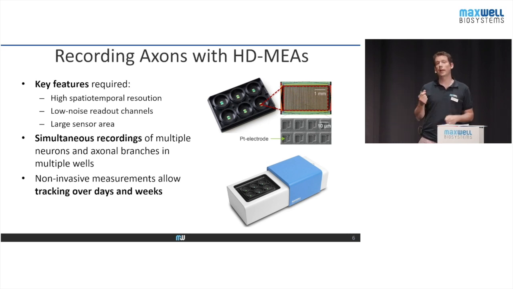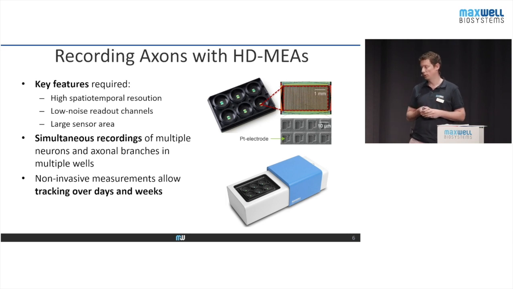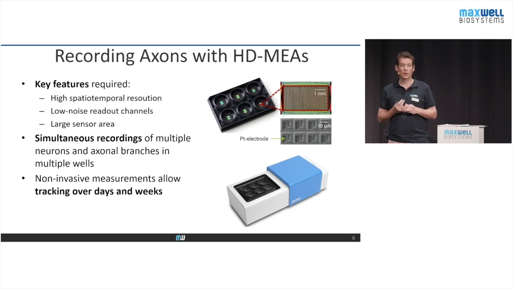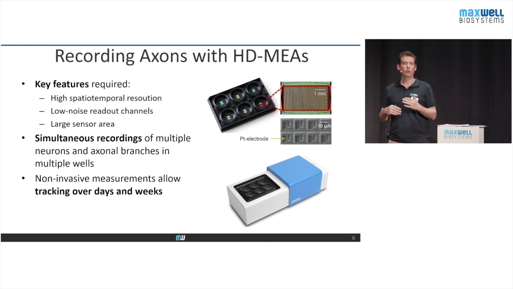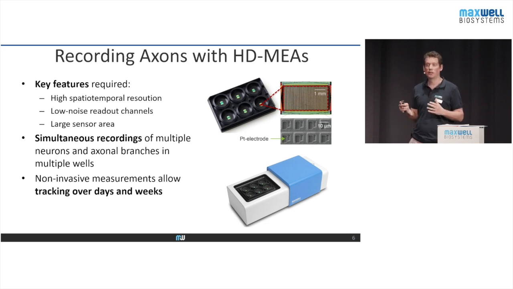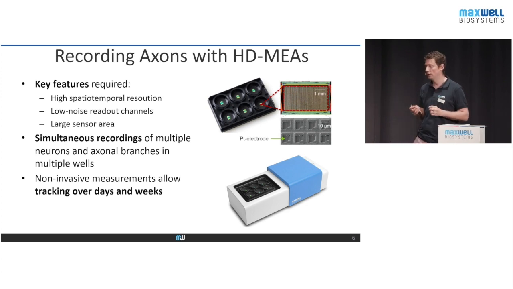First of all, what you need is to have a high spatial temporal resolution, which means that you can record the axon at many different spots, and of course at high temporal resolution. Another very important thing, you need to have low noise readouts, because as I showed in the last slide, the signals are very small. So you need to do averaging, but still the quality of your recording is very important. And if you have a large sensor area, it's very nice because you can really follow the propagation of the action potential over longer distances.